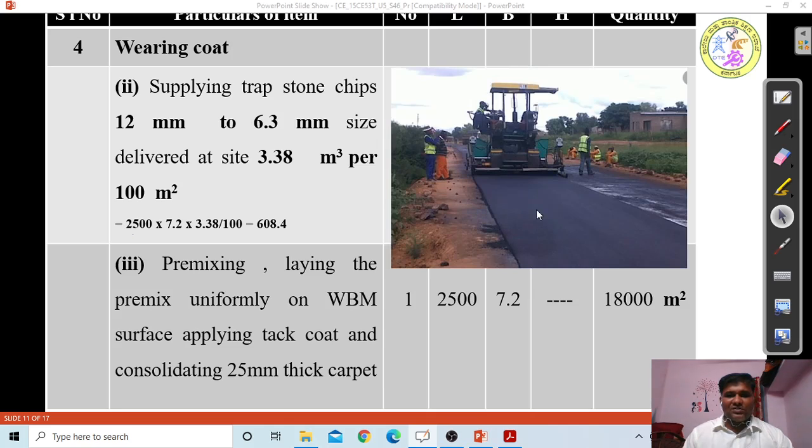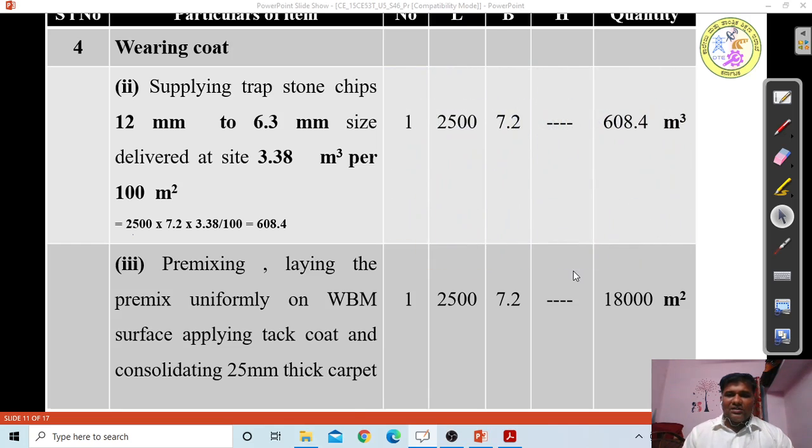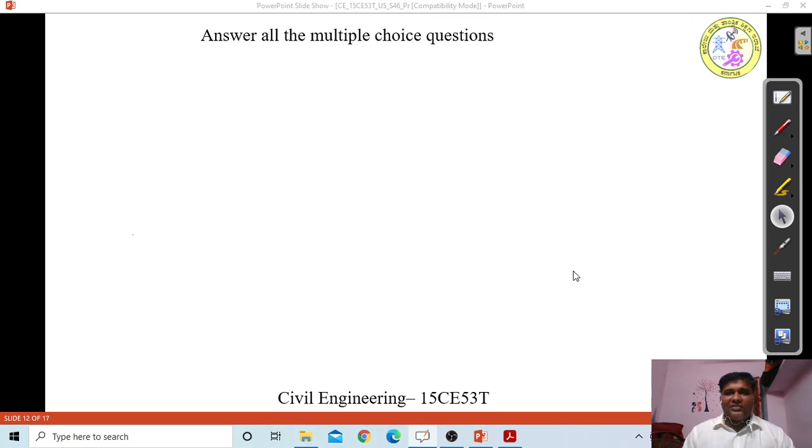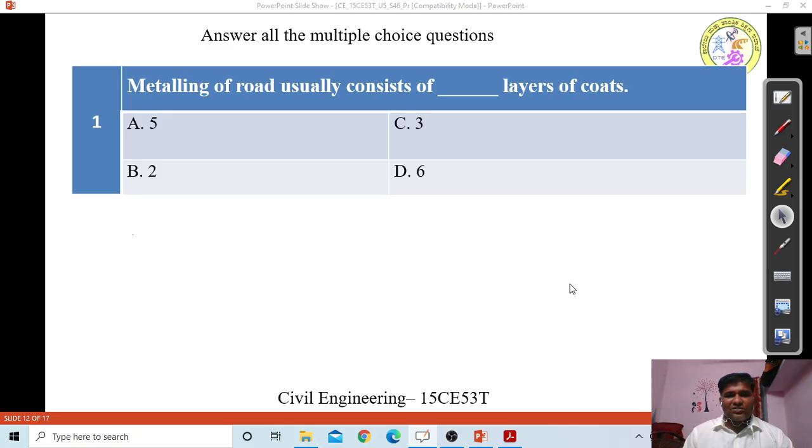So this is the top surface of the road, that is the premix carpet, and the subsequent layers are the stone metals, brick metals and flat solings. So these are the different items in the estimate, and now we will solve some multiple choice questions.